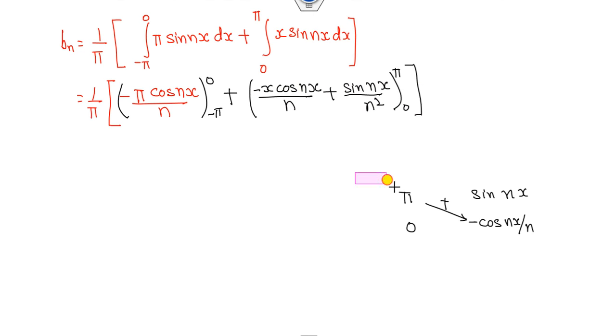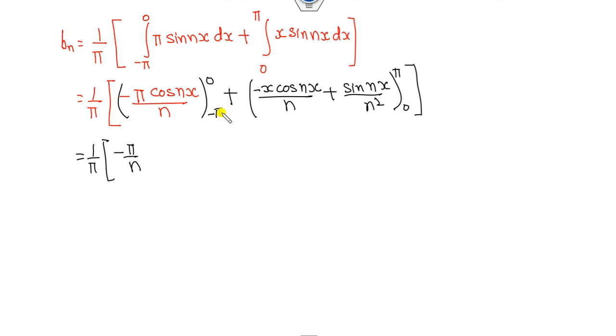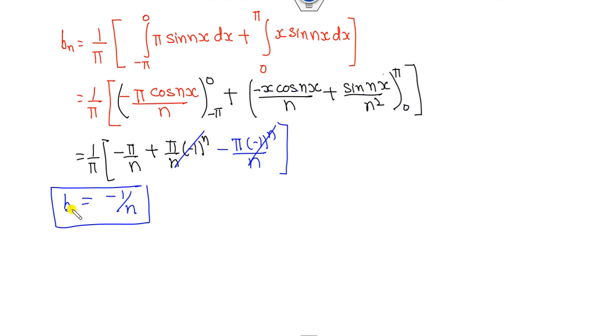Now you can substitute the limits. So it is 1 over pi, cos 0 is 1, so minus pi over n. When you substitute the lower limit, it's minus minus plus pi cos n pi, which is minus 1 power n. If I substitute here, it's minus pi times minus 1 raised to power n over n, because cos n pi is (minus 1) to the n and sine n pi is 0. When you substitute 0, it's 0 because of this x, sine 0 is 0. Now you can see this term will be cancelled out and pi will be cancelled out. It is minus 1 over n. So this is my bn.